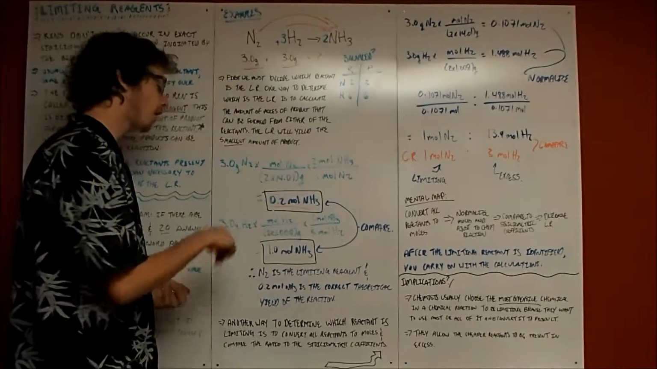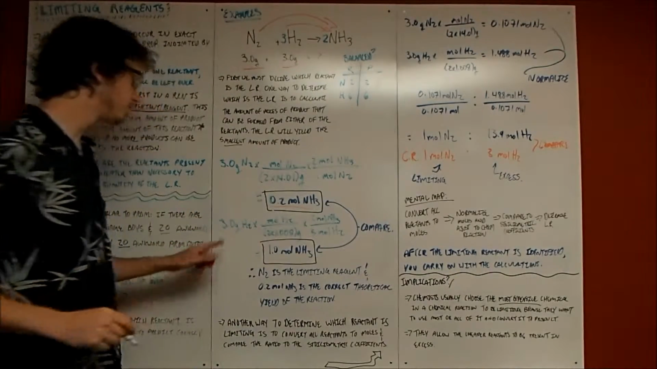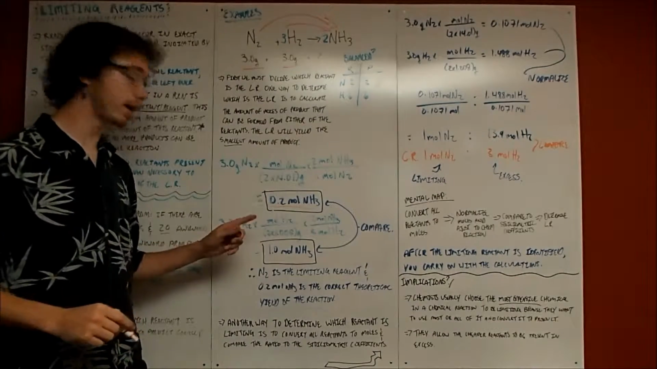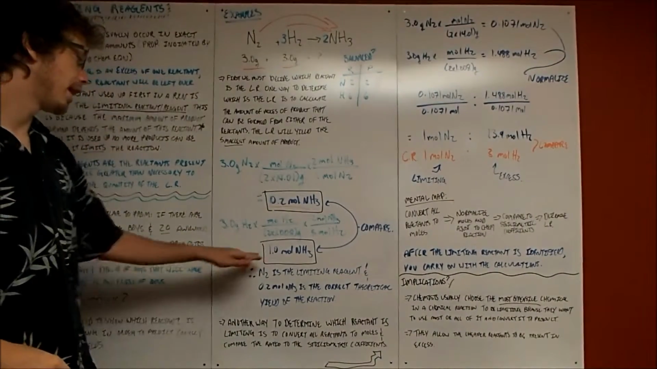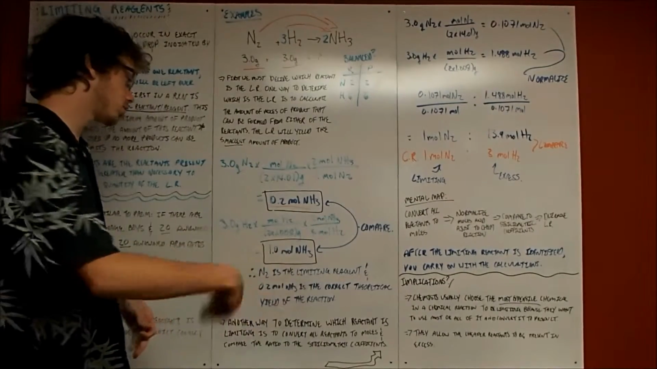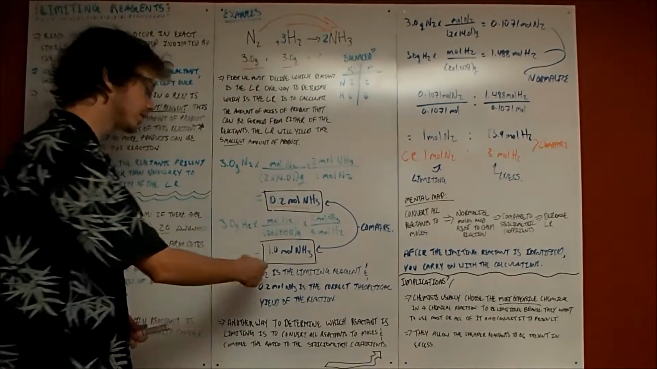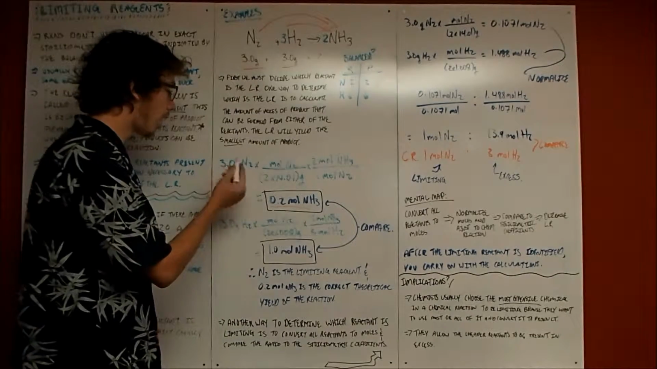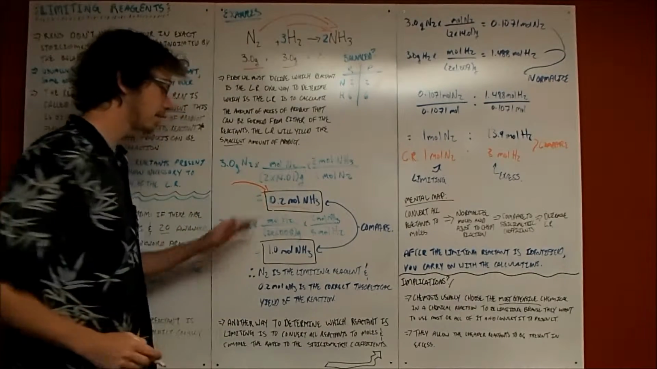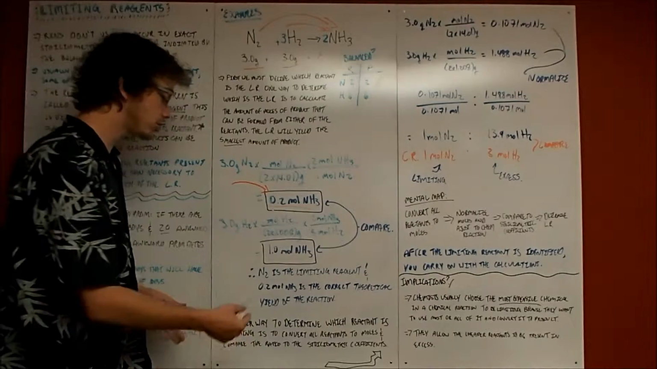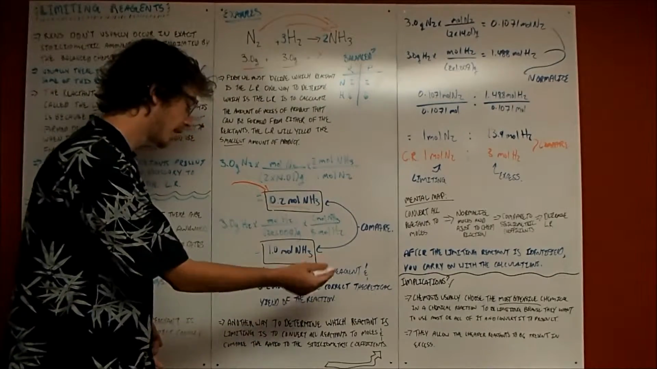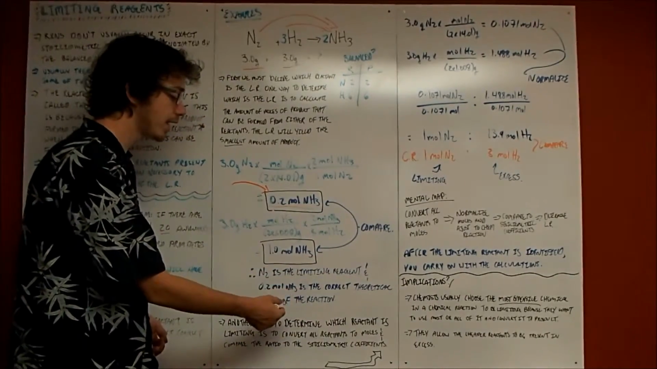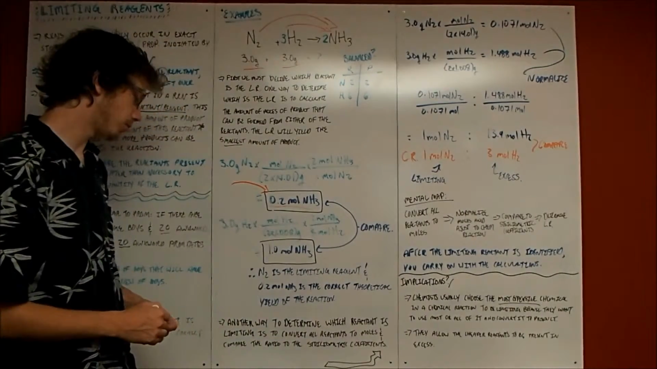And we do the same thing for the 3 grams of hydrogen. 3 grams of hydrogen times 1 mole of hydrogen over its molar mass, and with the stoichiometric coefficients, we get 1 mole of ammonia from that. So what we see is that nitrogen can produce less ammonia than hydrogen. So nitrogen is therefore the limiting reagent, and 0.2 moles of NH3 is the correct theoretical yield of the reaction.